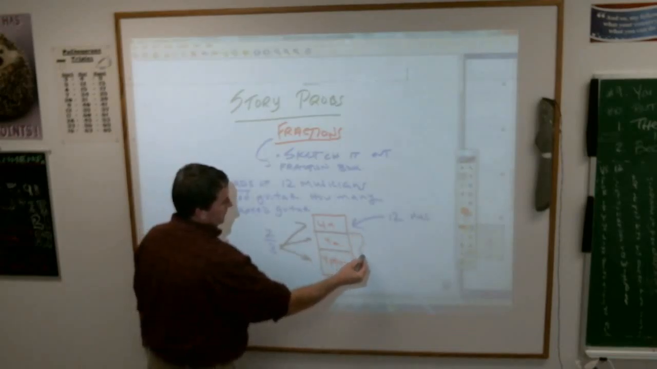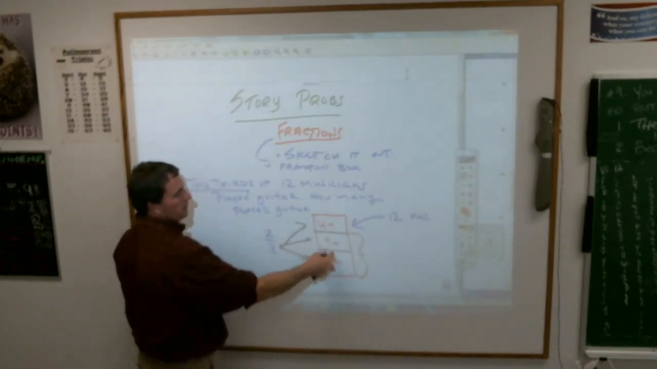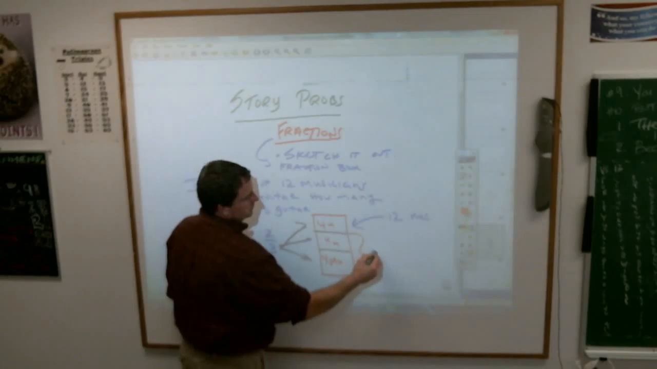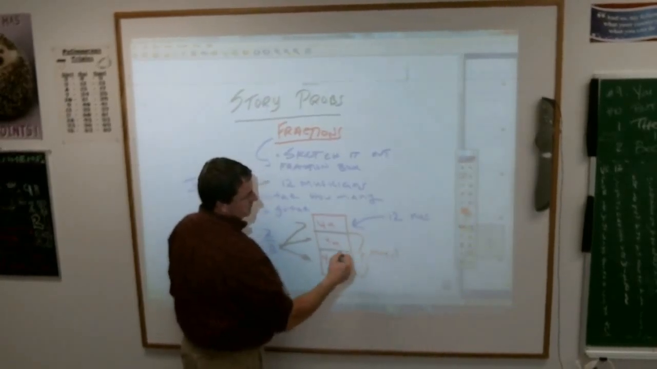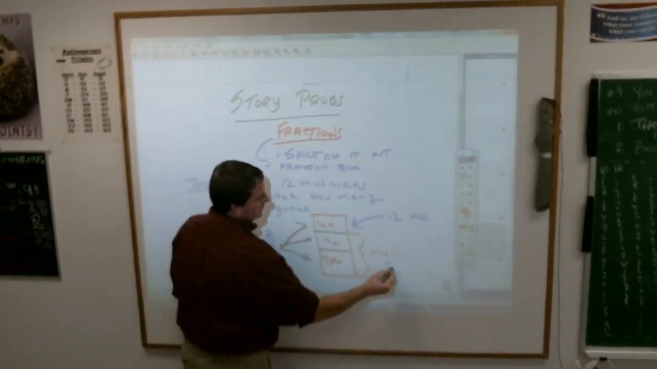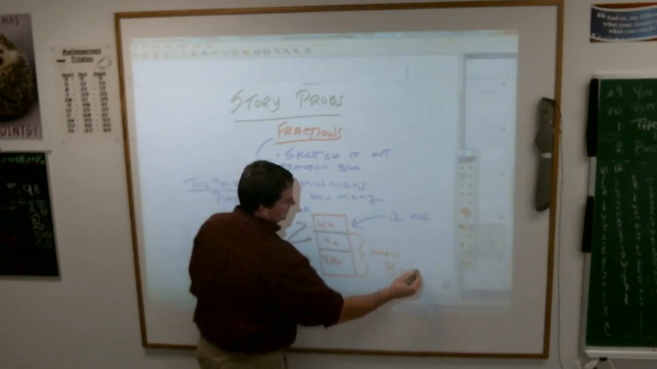So this part right here, 2 of my 3 are musicians, and how many is that? 4 plus 4, we have 8 total musicians.